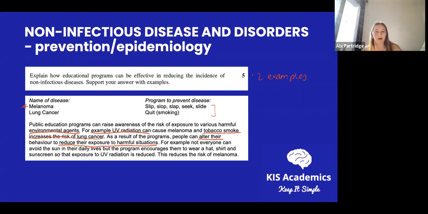So they've explained the melanoma one in more detail than lung cancer, and that's okay. I would say if you have time, probably explain lung cancer in a little bit more detail as well, just to make sure you get the full 5 marks. But this is okay if you just go into detail, but make sure you've got one of them fully expanded. Okay, and then this is our last question.